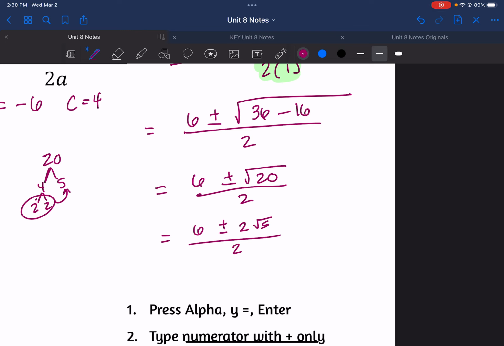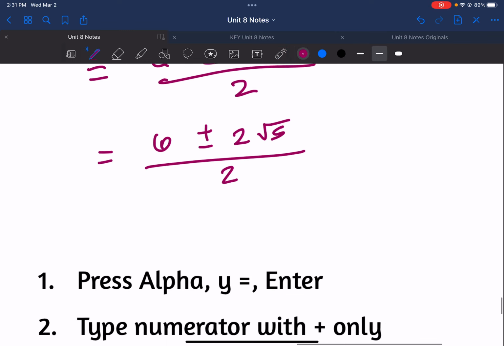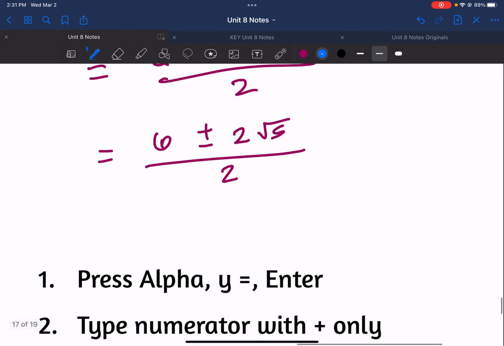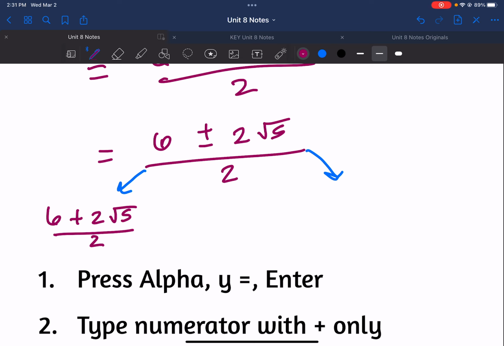Okay, now here's where it gets a little tricky. This right here, this plus or minus, tells us that I have 2 answers. Okay, it has 2 answers. One of them looks like this, right? Let me separate it from here and to here. Okay, one of them looks like this: 6 plus 2 square root 5 over 2. And the other one looks like this: 6 minus 2 square root 5 over 2.